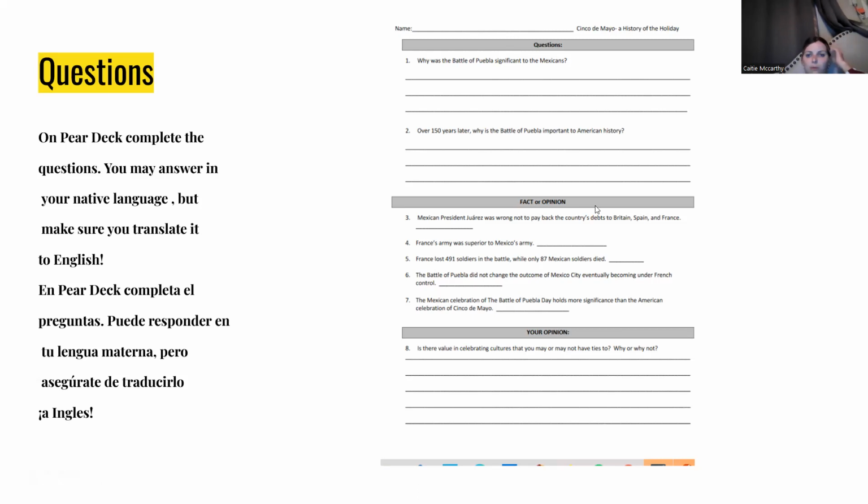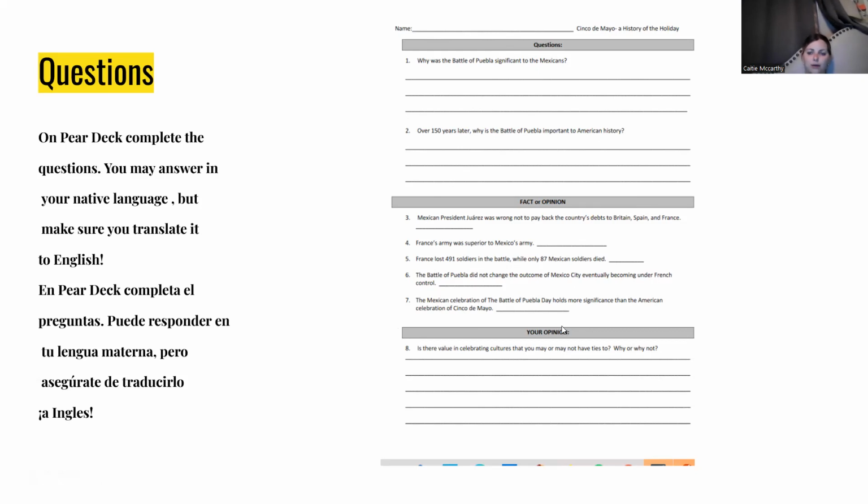The first question is, why was the Battle of Puebla significant to the Mexicans? If we go back, we will underline those key details to help the students. And then they would have a fact or opinion. Before I give them that section of the worksheet, I would go over what a fact is and what an opinion is for clarification purposes.